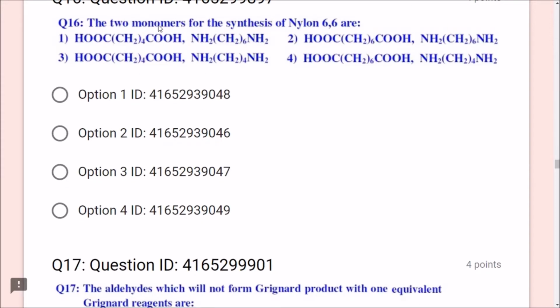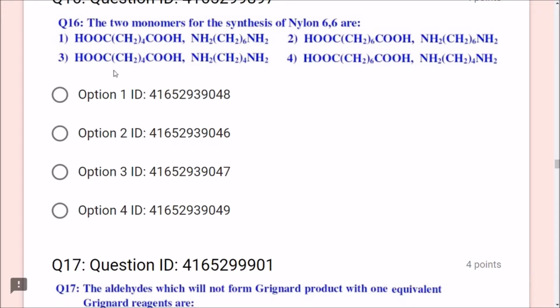Next, the two monomers for the synthesis of nylon 66 are, friends, nylon 66 is a polymer. What is it? 6 represents 6 carbons in one unit and 6 carbons in another unit. What are the compounds here? This is adipic acid. This is hexamethylene diamine. What about this? Here how many carbons are there? 6 plus 6, 7 plus 1, 8.